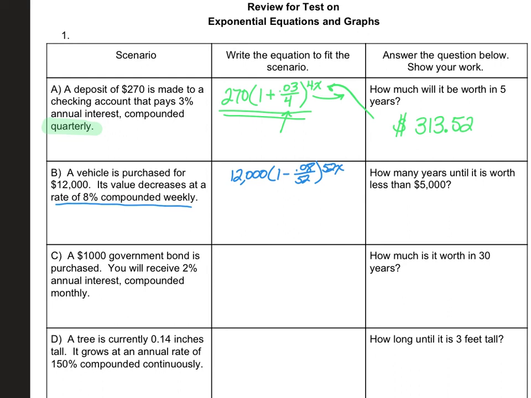Now, later it asks us, when will this be below $5,000? I personally went to a table and created a table from my calculator, and 0 was 12,000. 1, after 1 year, that was $11,076.71. And I just kept going until I got below the number 5,000. And the first time that happened was actually in year 11. Year 11 says $4,974.02. So the answer, how many years until it's worth less than $5,000? That would happen 11 years later.